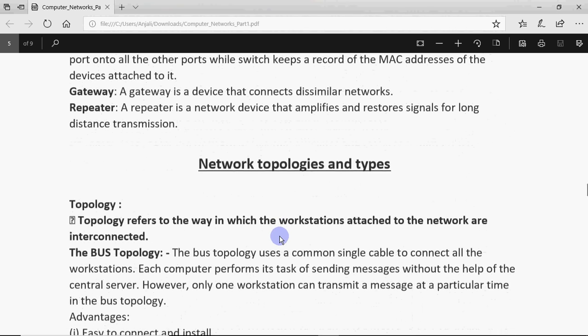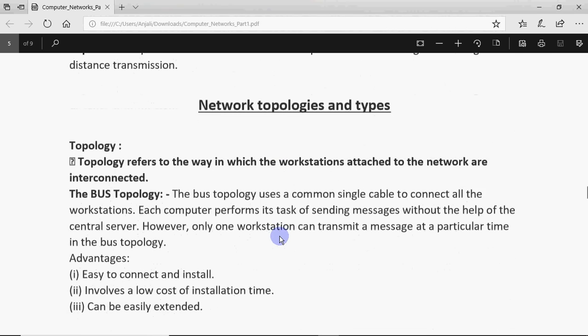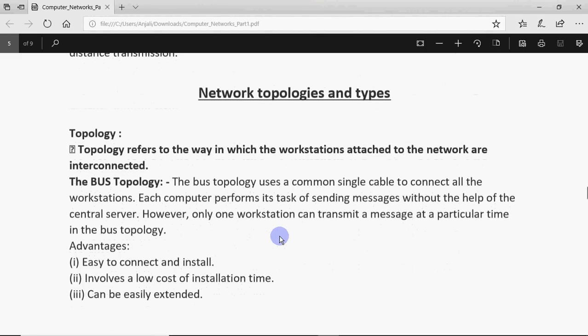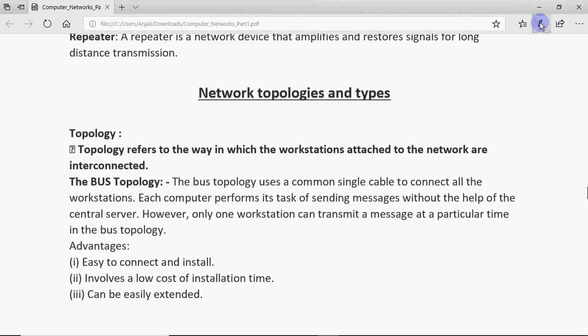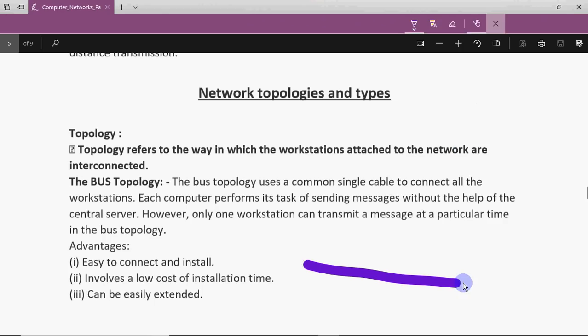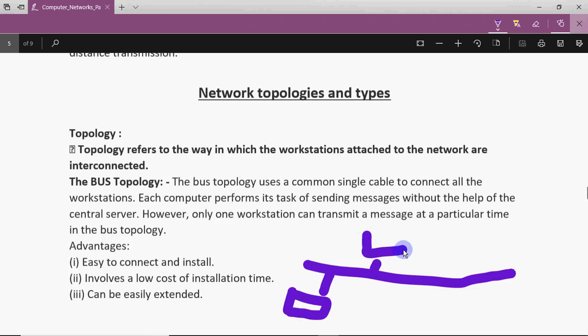Then another important thing in networks is network topologies. Topologies means the arrangement of computers in the network. How are you going to arrange the computers in a network? If I have one main cable like this and I connect different computers with that main cable somehow like this. So one main cable and all computers are connected to that. That forms a bus topology.